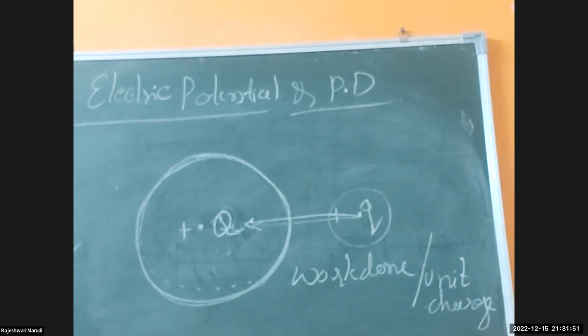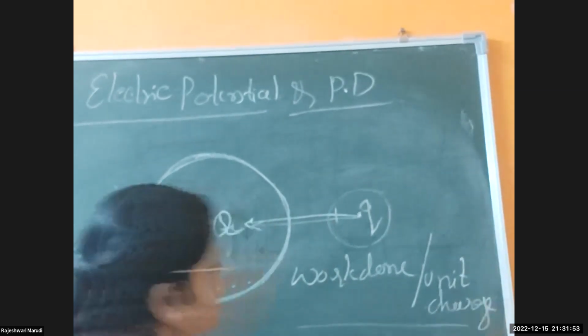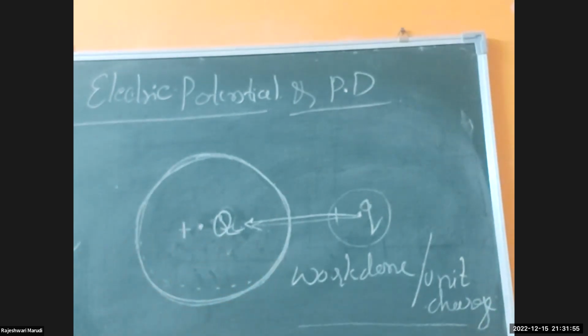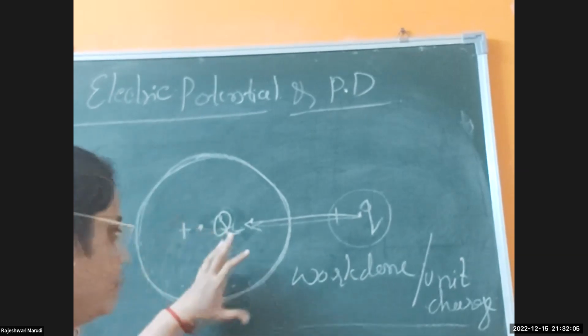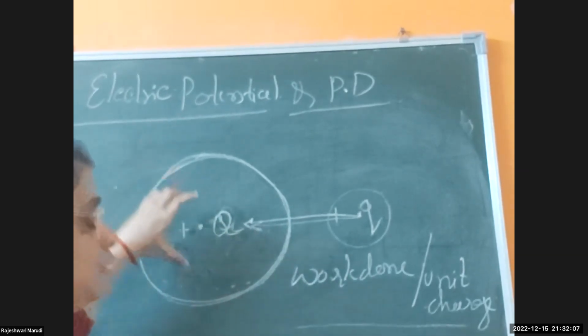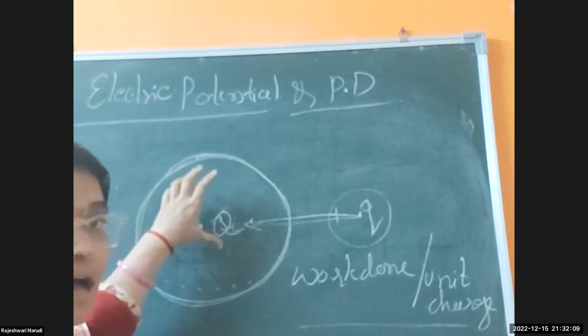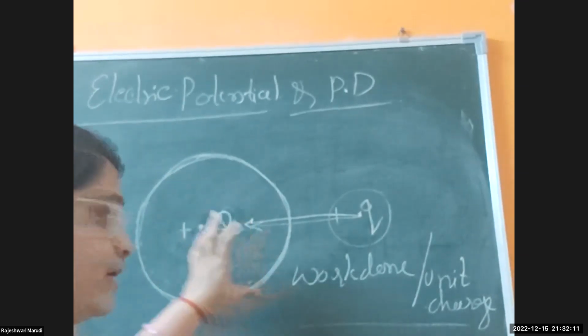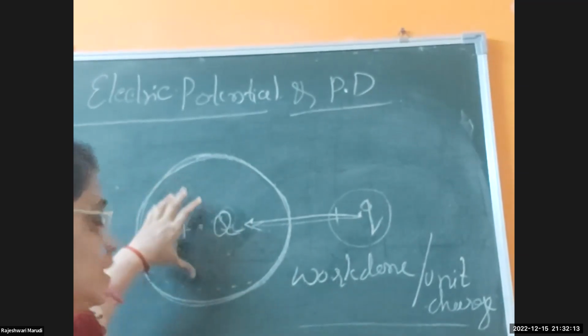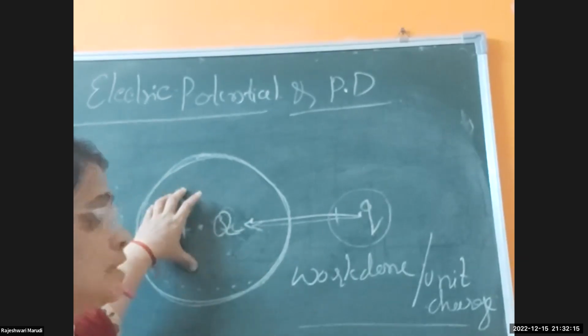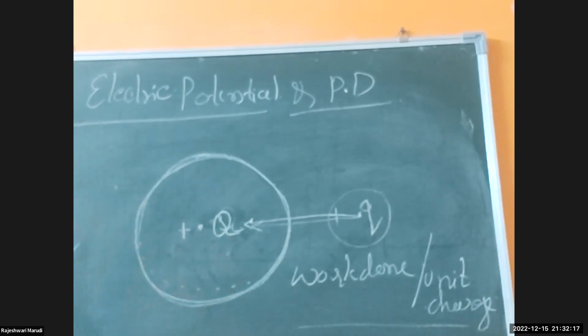This work done per unit charge is called electric potential. What is it called? Electric potential. Got it? Shall I repeat it once again? Clear? What is the electric field? The region or space around a charge is called an electric field.